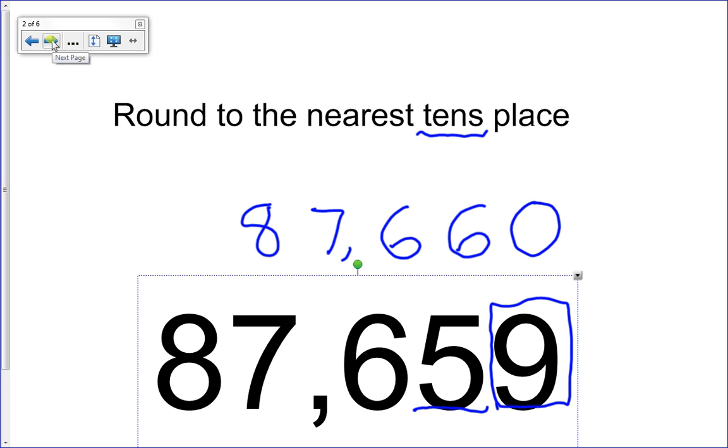What was that rhyme again? 4 or less, let it rest. 5 or more, raise the score. Now, can we hear it as a song? Can you? 4 or less, let it rest. 5 or more, raise the score.